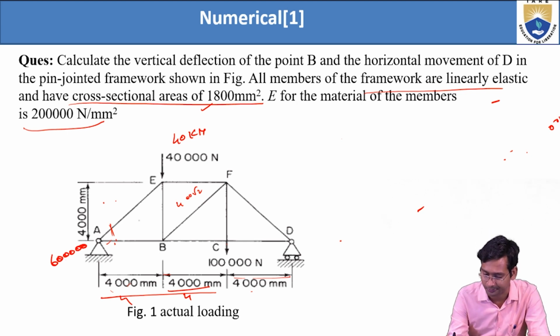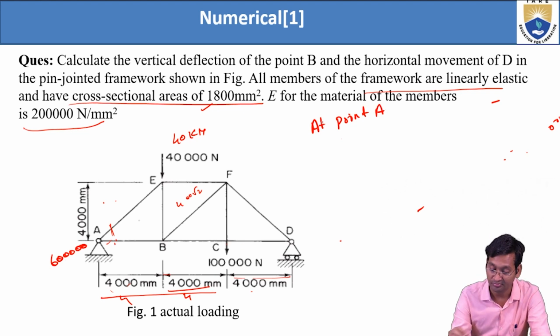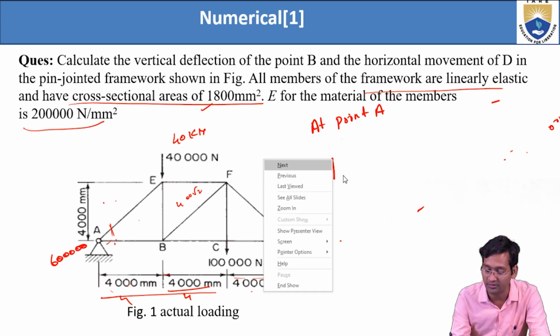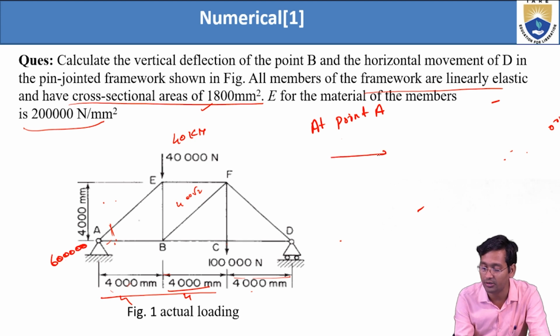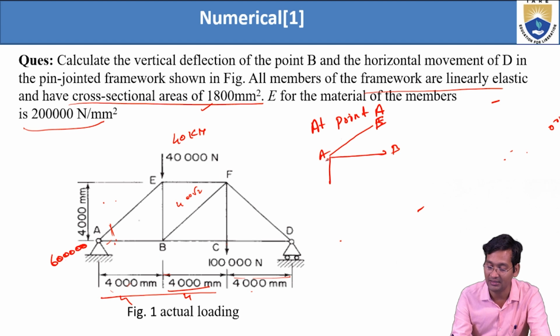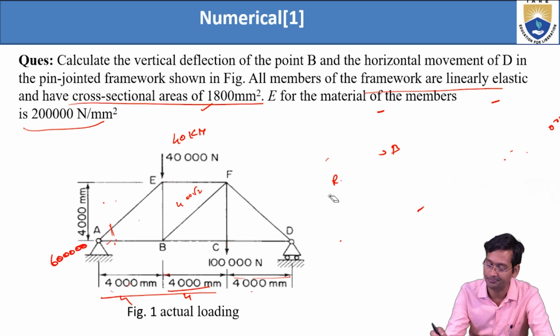So just see what we are taking. Like this you have to write at point A, and for each point you have to find until you find all the members. At point A, what is there? RA is acting here, and one member is acting like this. So this is point A, this is E, this is B, and RA is acting here. Now just see here, or let me draw the bigger diagram.